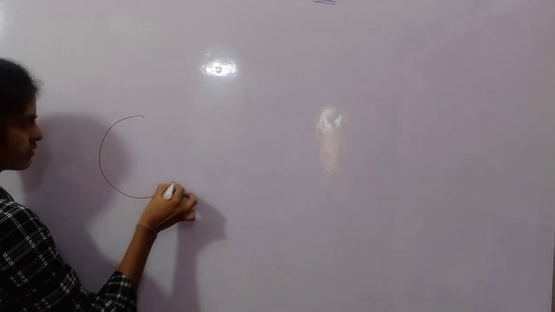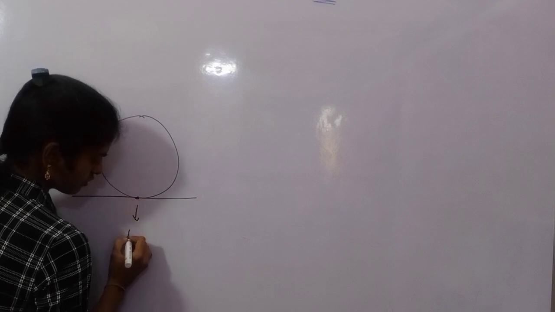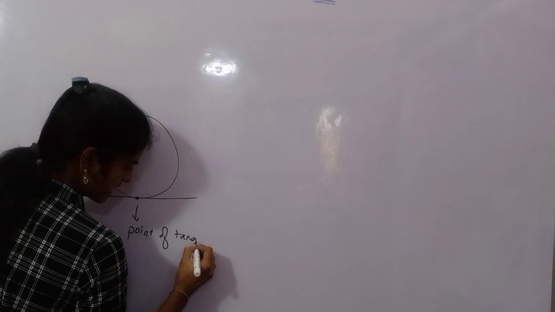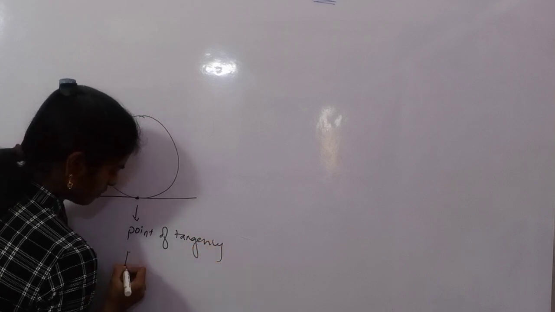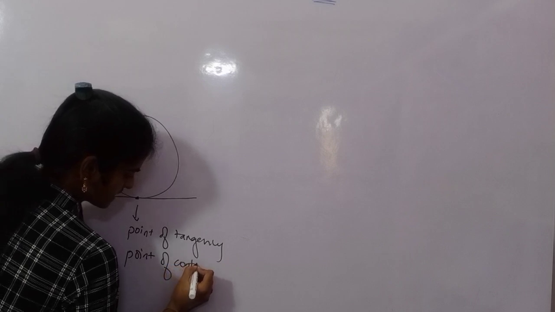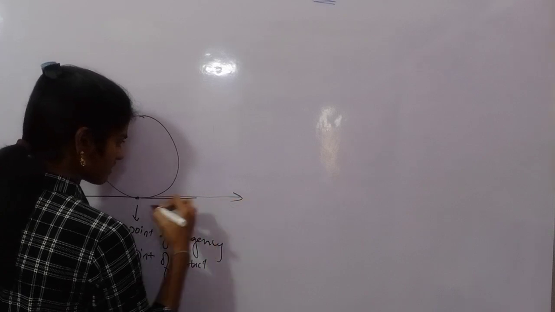Before 9.1, let me tell you three important terms related to tangents. This point is called the point of tangency, or point of contact. Point of tangency or point of contact. And this is the tangent.